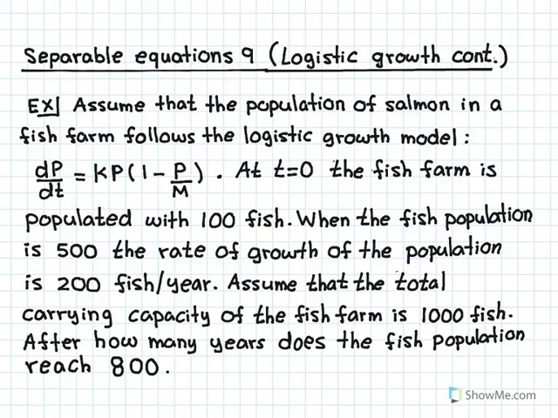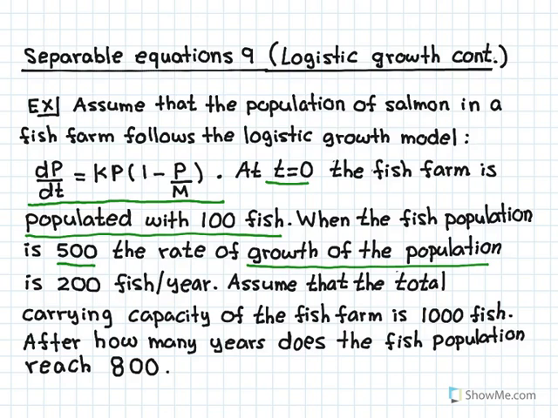In this video, we're going to look at another application of logistic growth. Assume that the population of salmon in a fish farm follows the logistic growth model, dP/dt is equal to kP times 1 minus P over M. At t equals 0, the fish farm is populated with 100 fish. When the fish population is 500, the rate of growth of the population is 200 fish per year. Assume that the total carrying capacity of the fish farm is 1,000 fish. After how many years does the fish population reach 800?